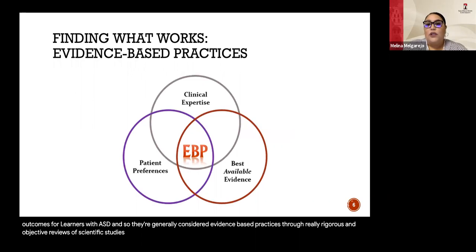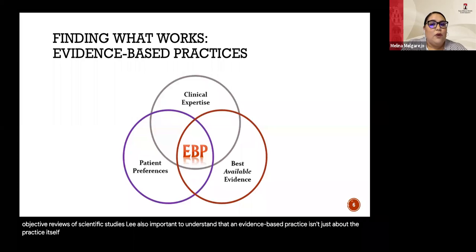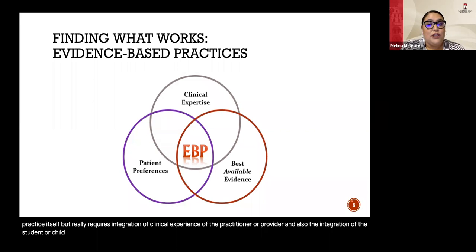But it's really also important to understand that an evidence-based practice isn't just about the practice itself, but really requires the integration of the clinical experience of the practitioner or provider, and also the integration of the student or child's preferences and circumstances. And so all of those components together is really what creates the effective use of an evidence-based practice.